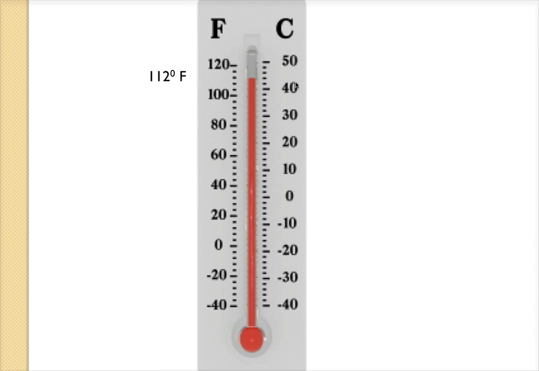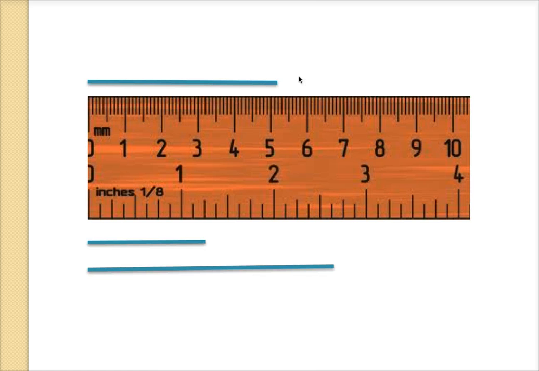Take a look at the Celsius side. Now these same 5 intervals run between 40 and 50, so they're only spanning 10 degrees. They must each be 2. So 40, 42, 44, 46, 48, 50. On the Celsius scale, this is 44 degrees.